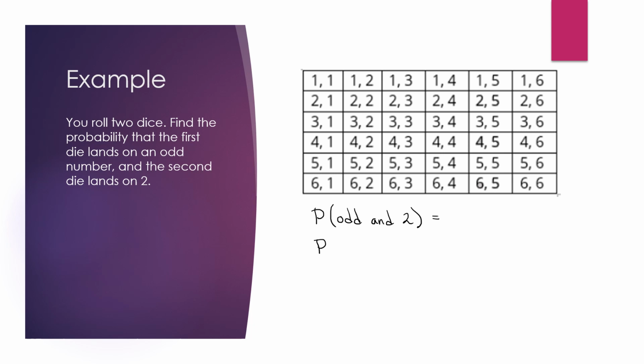So probability of the first one being odd times the probability of the second one being 2. So the probability of the first one, half of the rolls are odd. For the probability of 2, that is 1 out of 6, and that is going to be 1 out of 12 times we would expect that to happen.